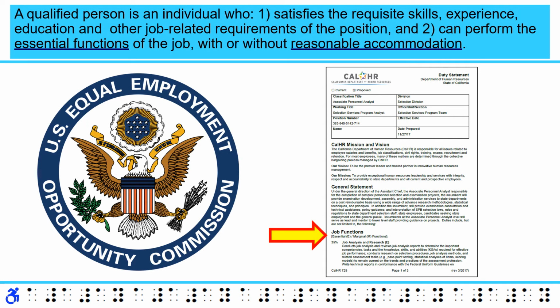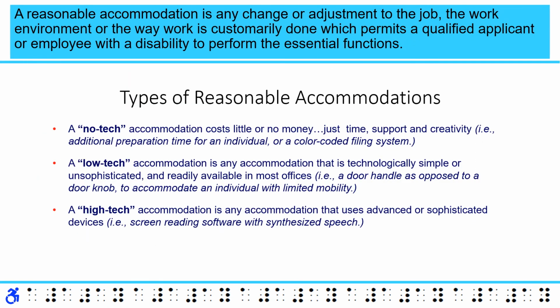A qualified person is an individual who, 1. satisfies the requisite skills, experience, education and other job-related requirements of the position, and 2. can perform the essential functions of the job, with or without reasonable accommodation. A reasonable accommodation is any change or adjustment to the job, the work environment or the way work is customarily done which permits a qualified applicant or employee with a disability to perform the essential functions.